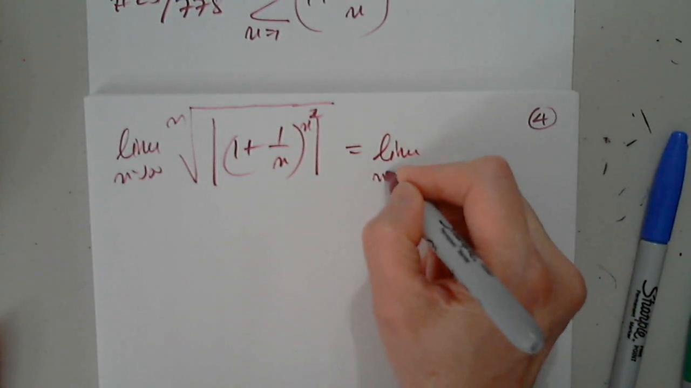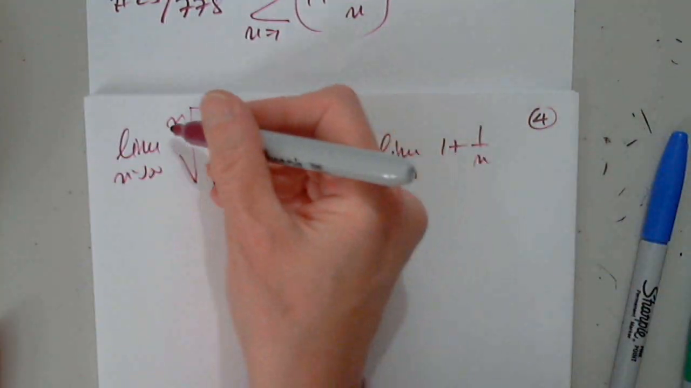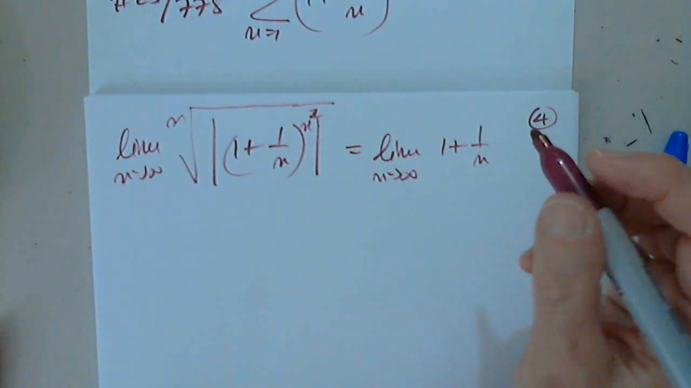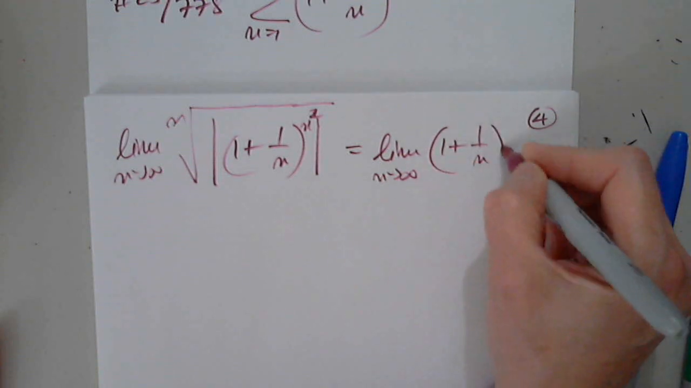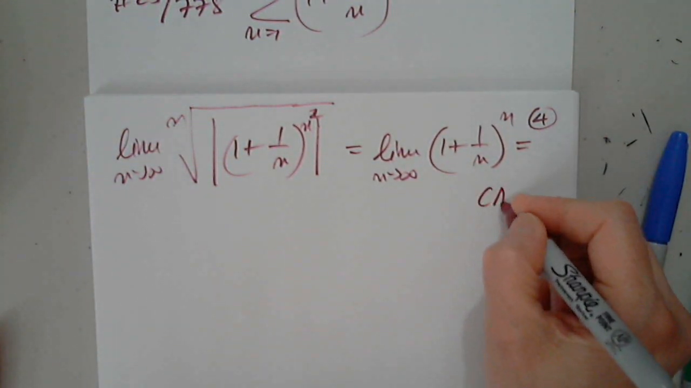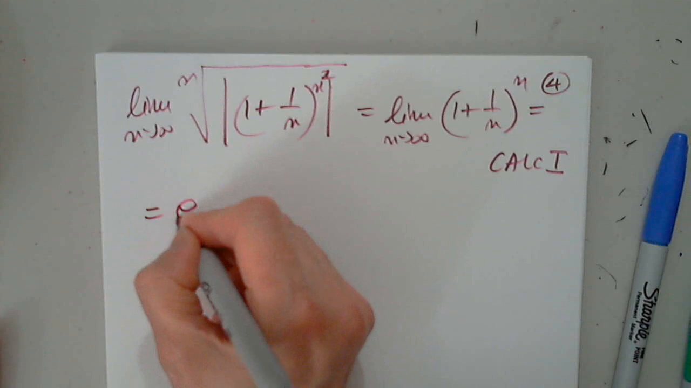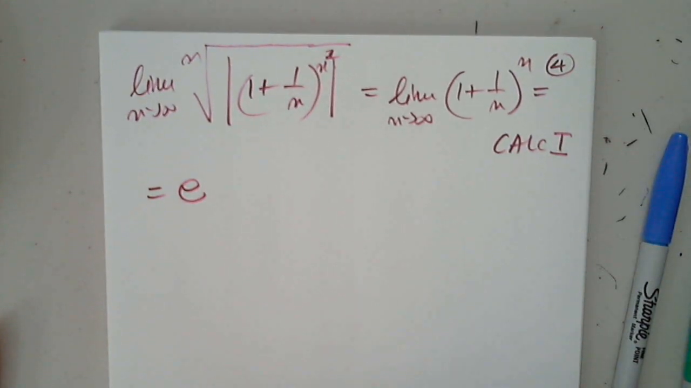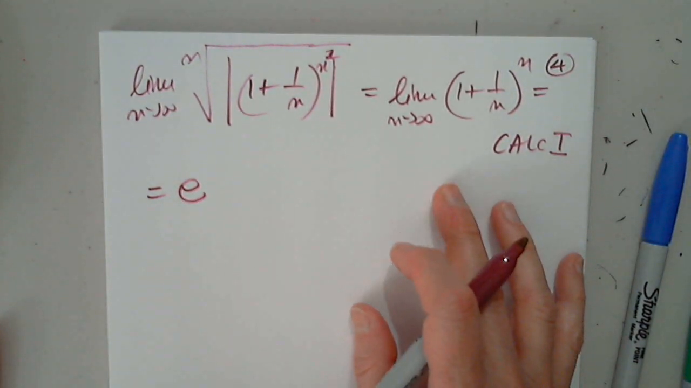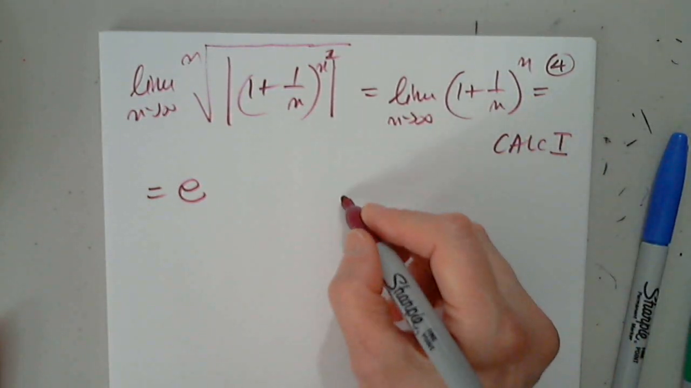So this is the limit as n approaches infinity of (1 plus 1 over n), n squared over n is, copy the base, subtract the exponent, so this is power n. I don't know if you remember from Calc 1, this limit equals e. If you don't remember the procedure, I'll give you some hints or steps here.